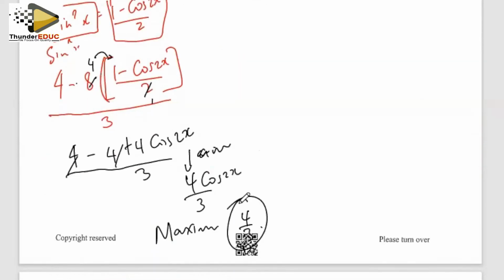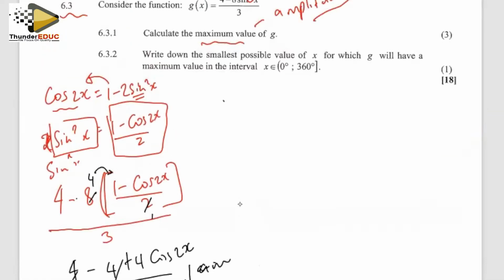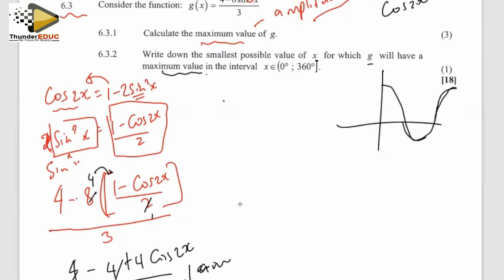That's the maximum value. Then 6.3, write down the smallest possible value of x for which g will have a maximum value. So they're asking us, where do we find the graph to be maximum? What x value is it? So we know that the graph of cos 2x between 360 and 0 should be something like that, roundabout that. Okay, so at this point, that's where we're getting our maximum of 4/3. Then at this point also, we shall have 4/3 as our maximum.